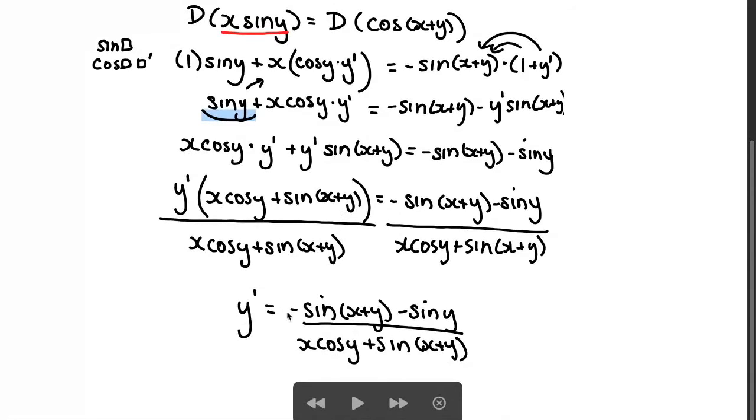y prime is equal to negative sine of x plus y minus sine y over x cos y plus sine of x plus y. And now you can imagine, now I know that a function, a relationship that I can use to help me find the instantaneous rate of change at any point on this function. So I can choose any coordinates x, y, any point, plug them into this derivative relationship, and the instantaneous rate of change at that point will come out.